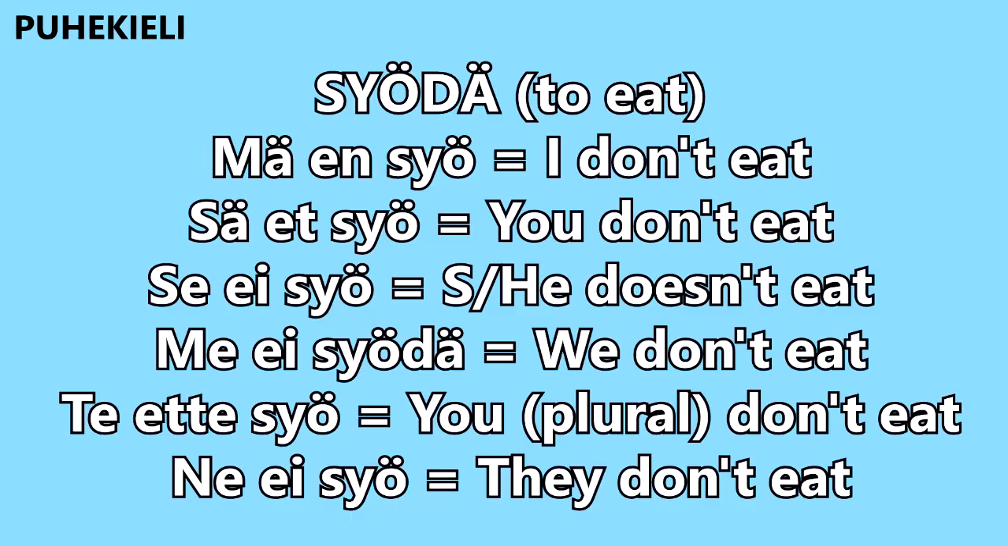In puhekieli, mä en syö. Sä et syö. Se ei syö. Me ei syödä. Right? Because this was the one exception, we will use the nominative of the word syödä. Me ei syödä. Te ette syö. Ne ei syö. What about if you want to make a longer sentence?